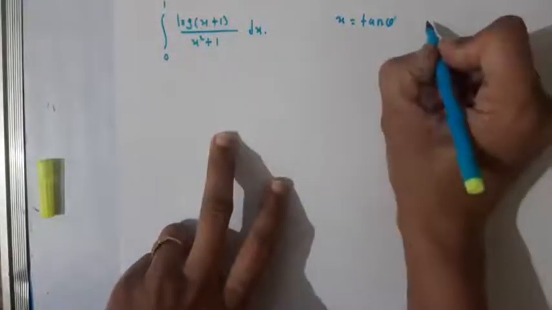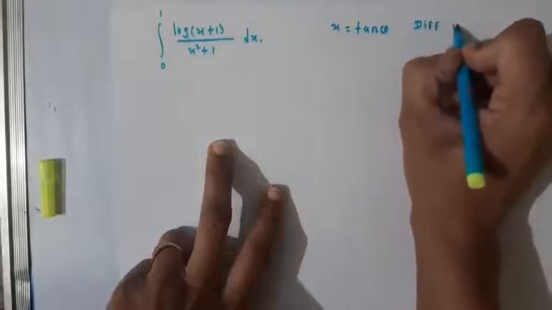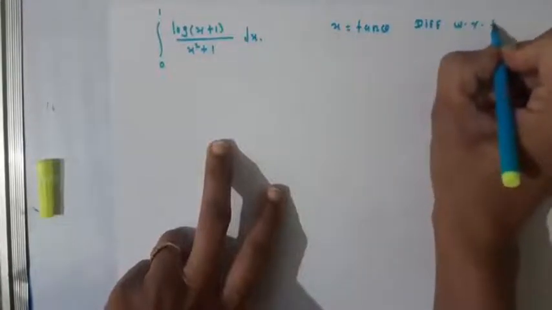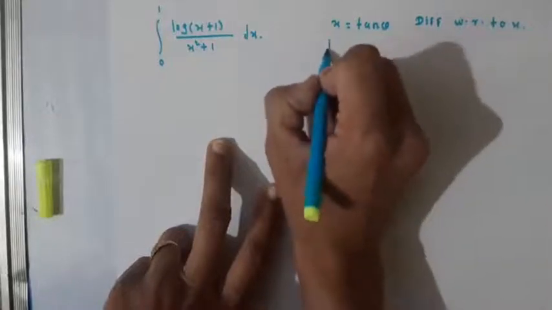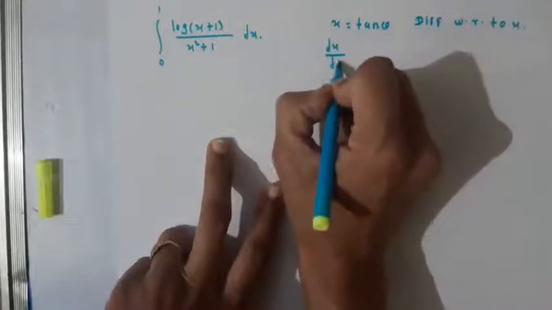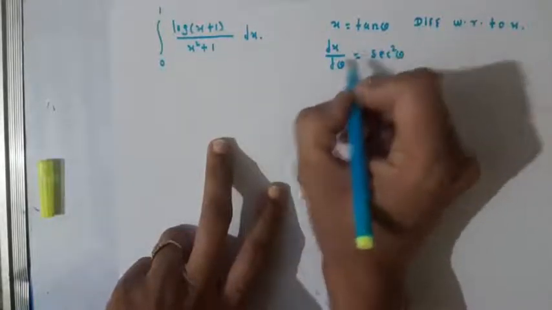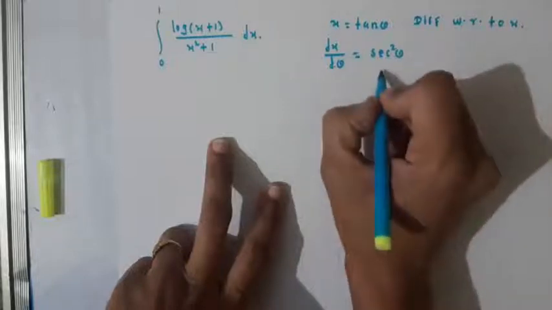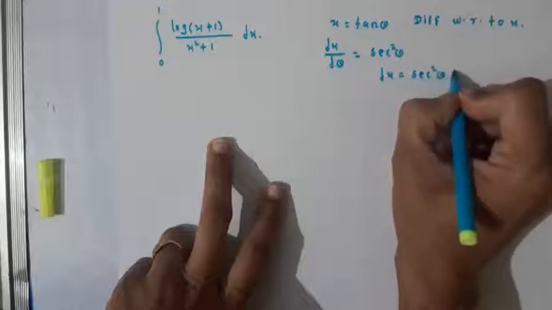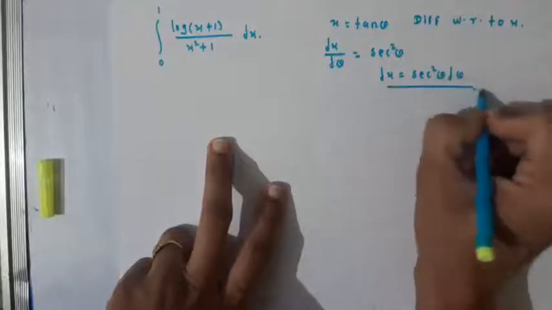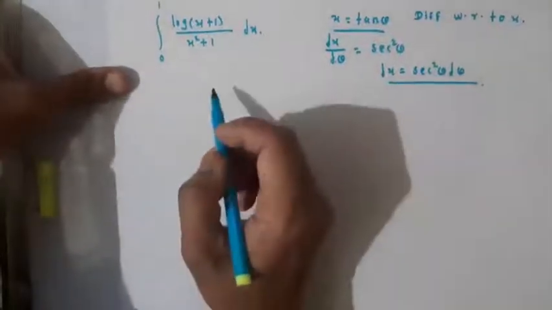Differentiate your substitution with respect to x. We will get dx by d theta equal to sec square theta. Now shift this d theta to the other side, we will get dx equal to sec square theta d theta. And now also change the limits of integration.